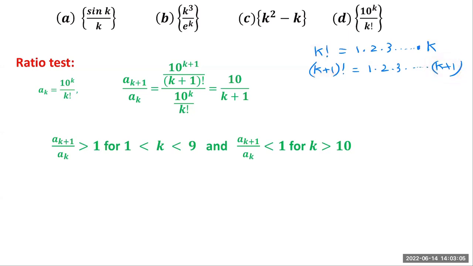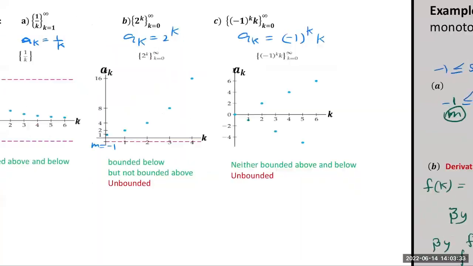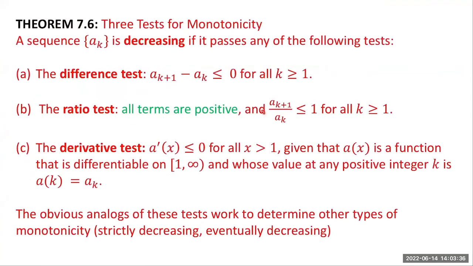Okay, that's the definition. With that in mind, let's try to determine the monotone properties of this sequence. For that, as I said, I'm going to use the ratio test. To use the ratio test, I have to identify my a_k. I take my a_k to be this inside term, that is 10 to the power k divided by k factorial. Now, to apply the ratio test, I need to compute this ratio, a_{k+1} divided by a_k. Remember, in the ratio test, if this ratio is less than or equal to 1, then it's a decreasing sequence. If it is greater than or equal to 1, it's an increasing sequence.